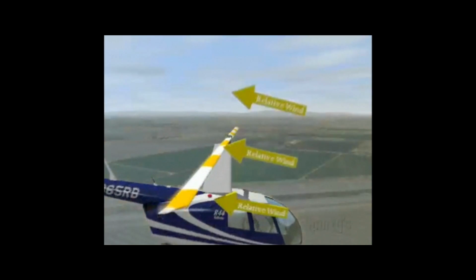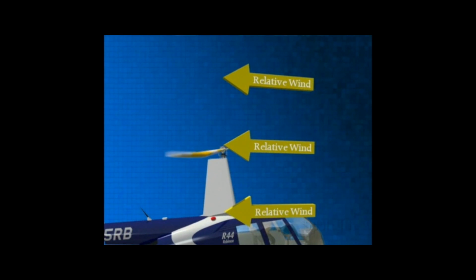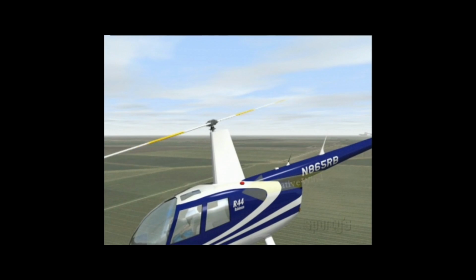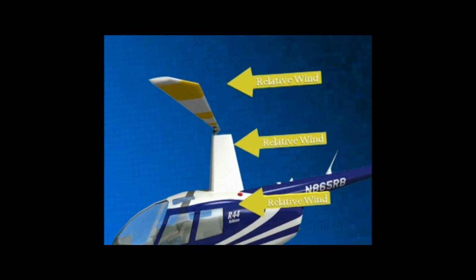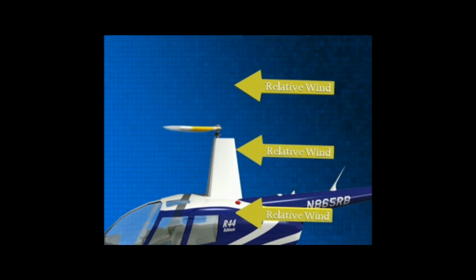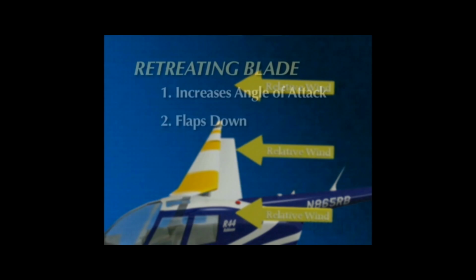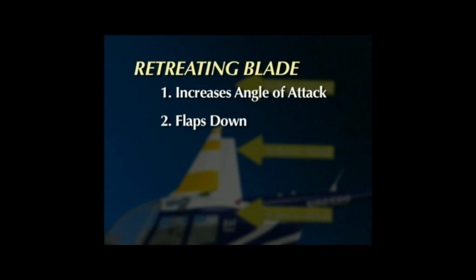As the advancing blade flaps up because of its extra lift, the angle of attack is decreased, tending to lessen lift generated there. At the same time, the retreating blade flaps downward, and the angle of attack is increased, generating extra lift. So to review, the retreating blade increases angle of attack and flaps down to generate more lift.